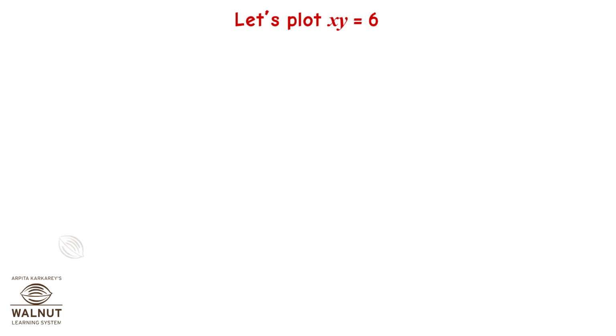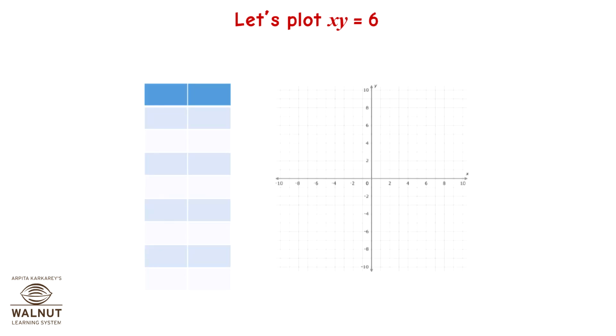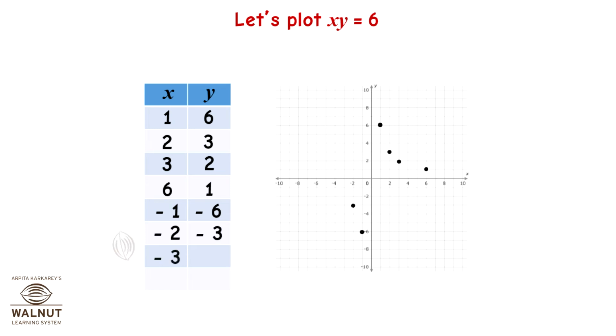Here's another one. Let's plot xy is equal to 6. Let's try to plot the equation xy is equal to 6 on the graph. We'll take different values of x and find the corresponding value of y. Each time we get the x and y value, we will plot that point on the graph. Now, look at these points.